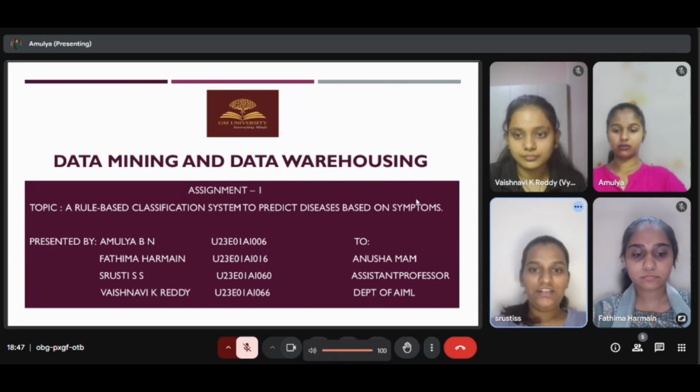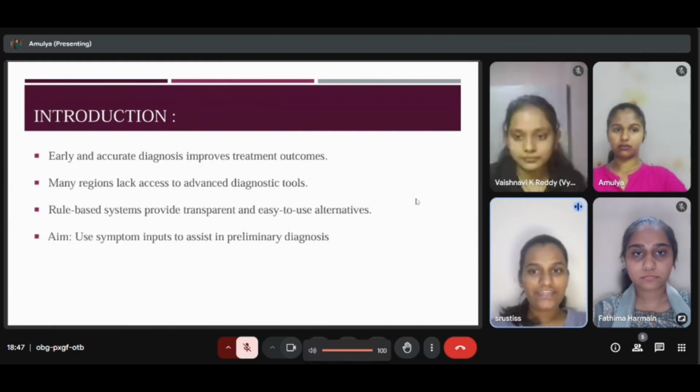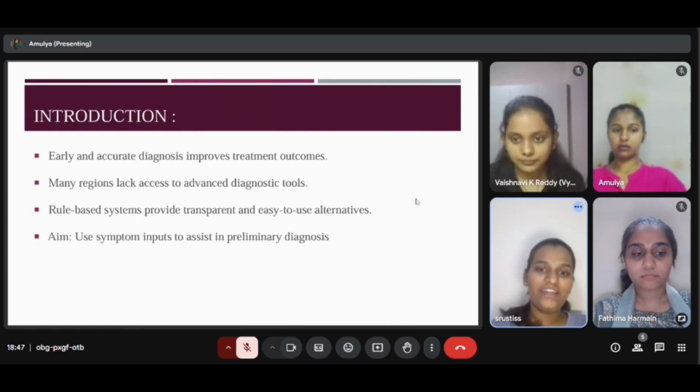Introduction. In medical science, early diagnosis often determines the success of treatment, but in many remote or underdeveloped regions, doctors may not have access to expensive diagnosis tools. We propose a rule based system that uses predefined rules to map combinations of symptoms to diseases. This kind of system is especially valuable because it's transparent, easy to use, and doesn't require a large amount of historical data.